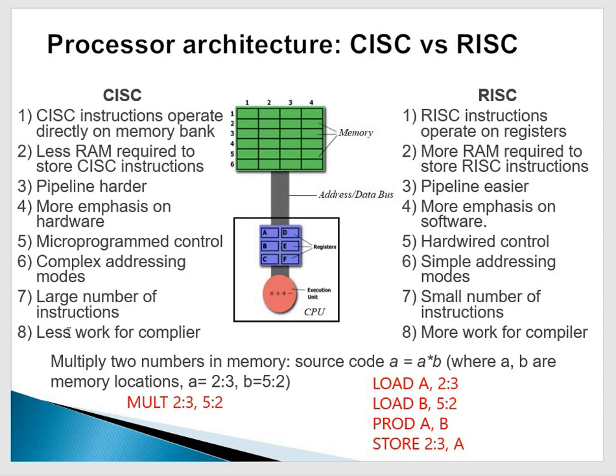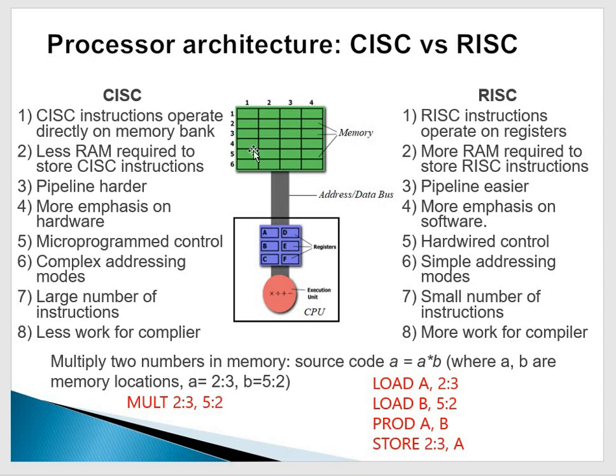So here in this particular slide, we will try to compare the performance of the RISC and CISC. This particular side is CISC, which is the complex instruction set computer, and this particular side will be the RISC, which is the reduced instruction set computer. So first is CISC. CISC instructions operate directly on the memory bank. So what does it mean?